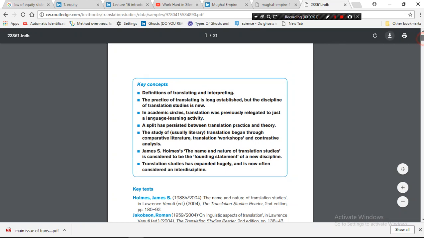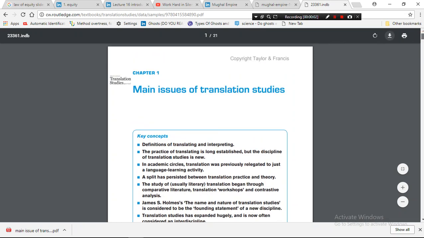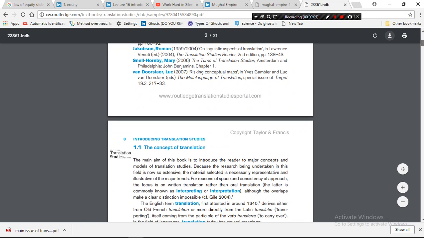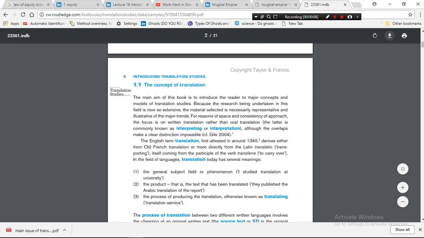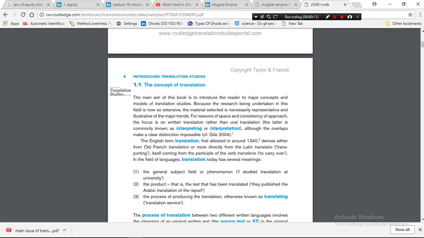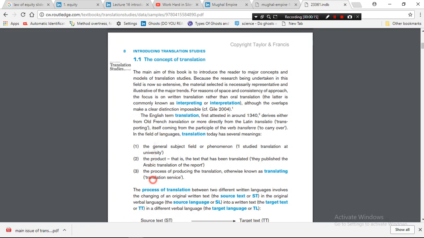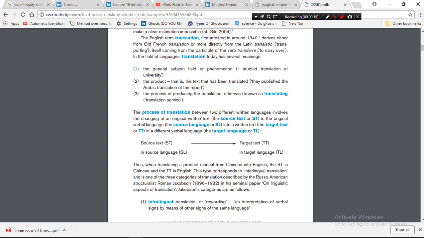Here we discuss the main issues of translation studies. Okay, first we discuss the concept of translation. The main aim of this book is to introduce the translational process. The process of translation between two different writing languages involves the changing of original text in the original verbal language into written text.